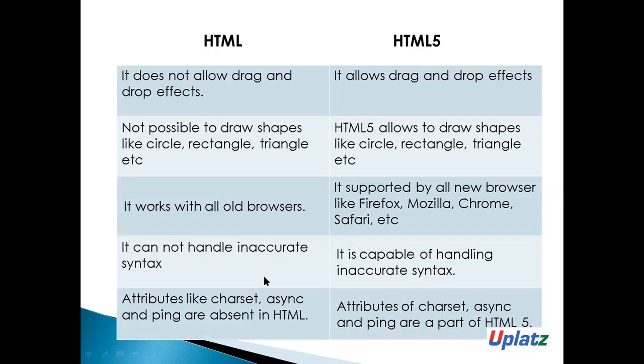HTML cannot handle inaccurate syntax, which means apart from the familiar syntax, you cannot use some other syntax in HTML, whereas HTML5 can handle that type of syntax as well. Attributes like charset, async, and ping are absent in HTML, whereas the attributes charset, async, and ping are a part of HTML5. So these are the main differences between HTML and HTML5.